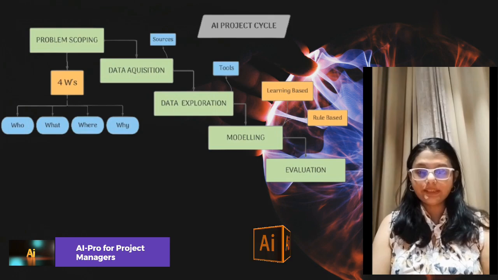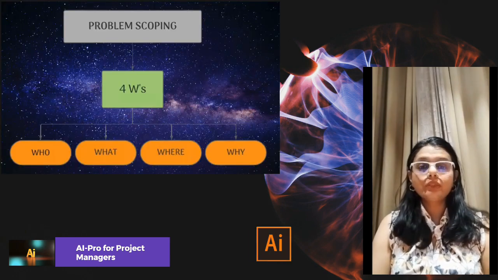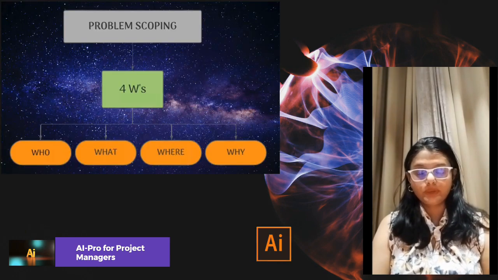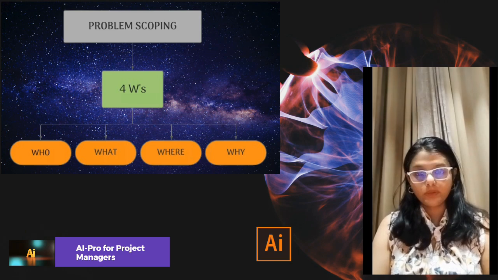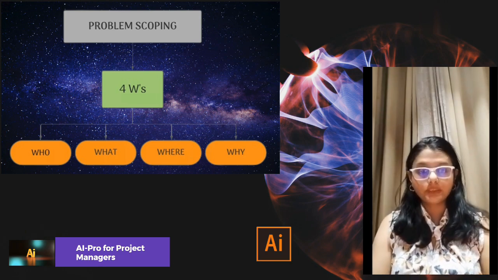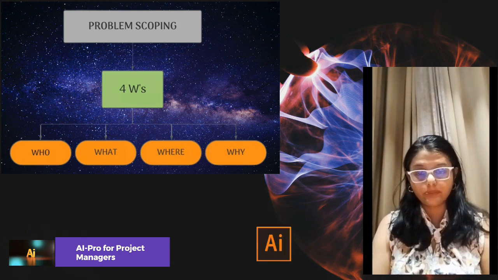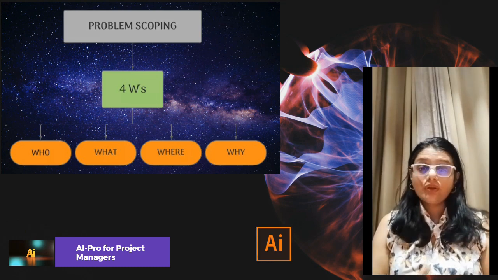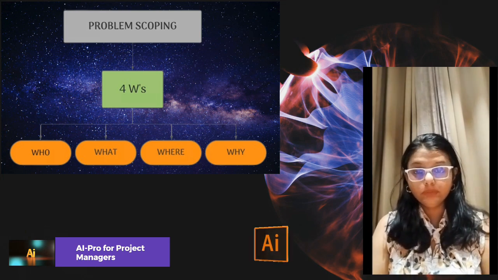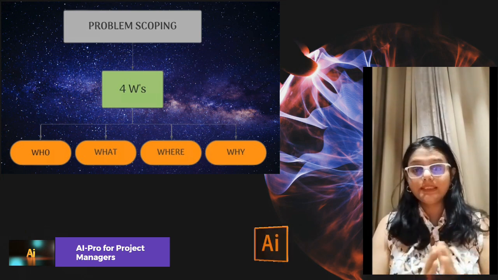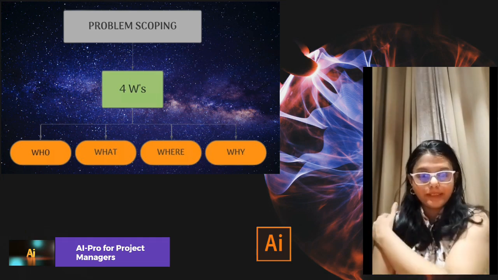In order to identify what the problem is, you can go through the 4 W's. Who? Who are the people who are affected by this problem? It could be your stakeholders and customers. Why? Why are we actually trying to solve these problems, and who are going to get benefited by this? Where? Where is this problem occurring? What is the root cause of this problem? And what exactly is the problem? That is the problem identification.